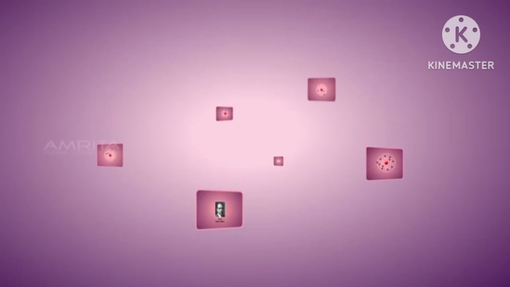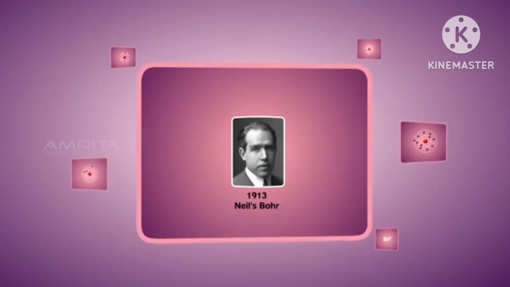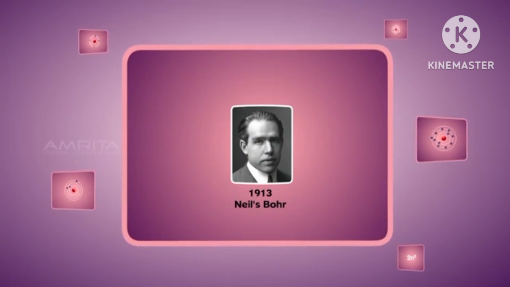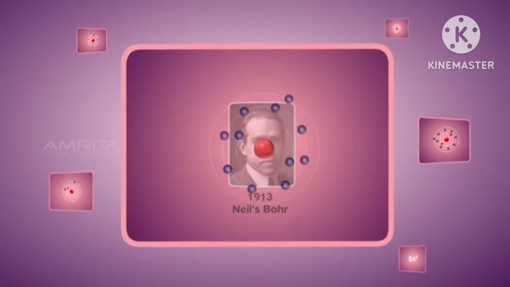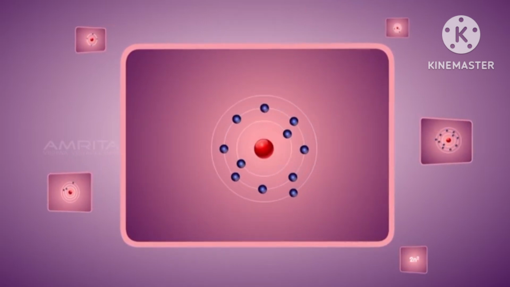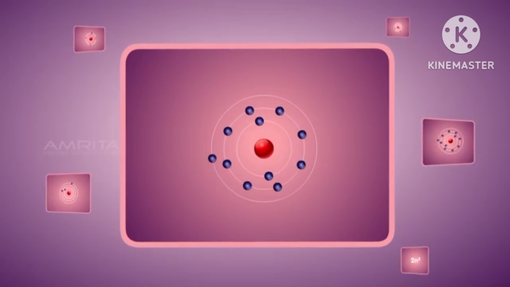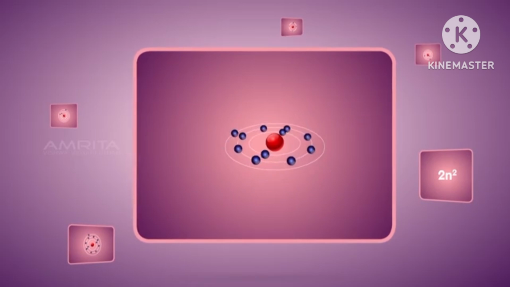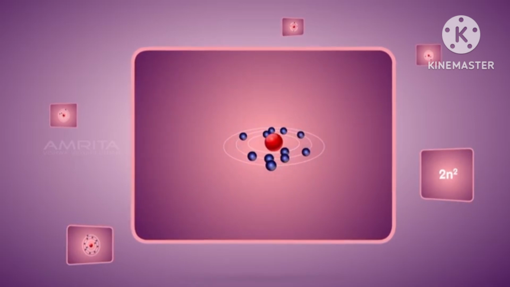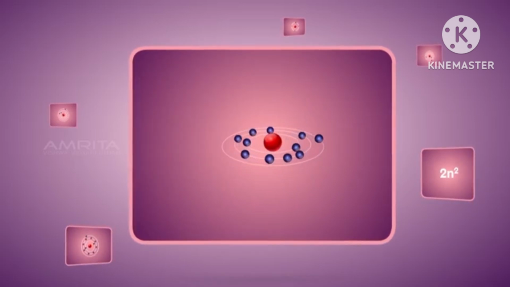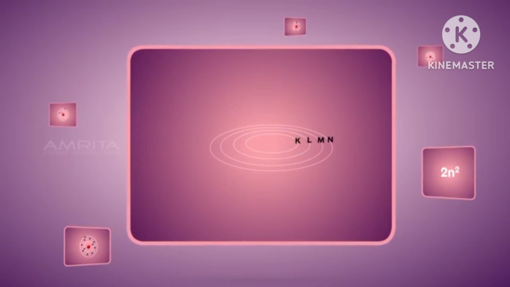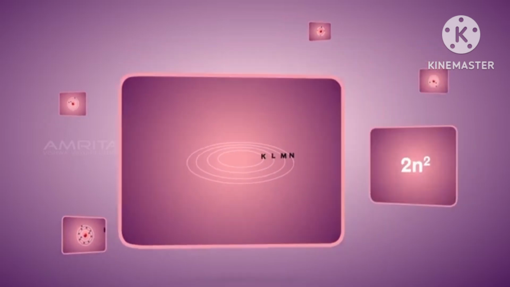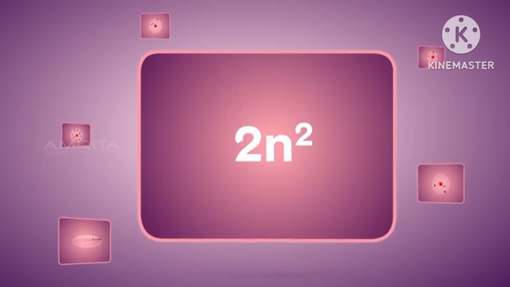Things to remember: in 1913, a Danish physicist, Niels Bohr, proposed an atomic model known as Bohr atomic model. In an atom, the electrons revolve around the nucleus in definite energy levels called orbits or shells. The maximum number of electrons that can be accommodated in a particular orbit is 2n².